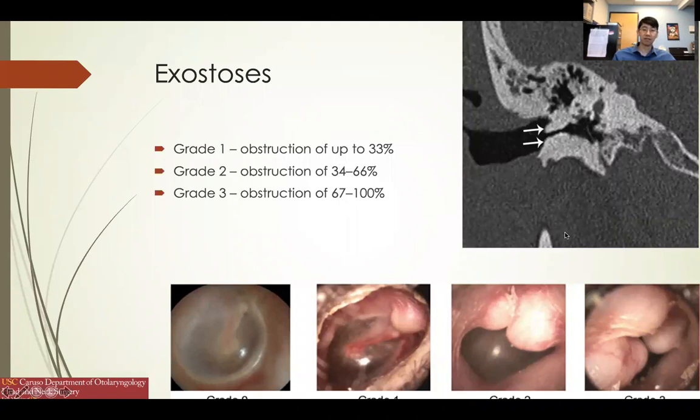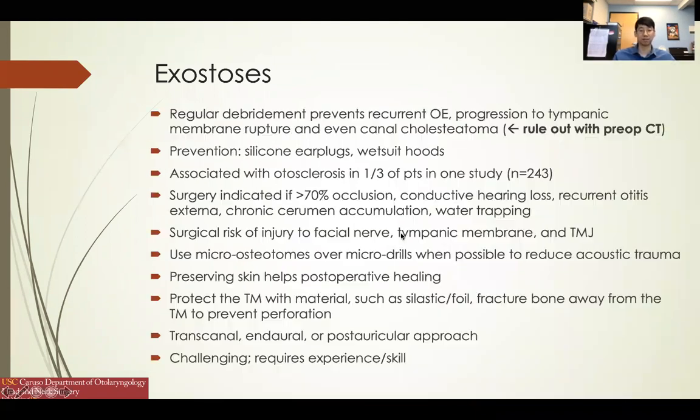So here's an example of an exostoses. There's a grading system. Normal, this is grade 1, which is up to 1/3 blockage. Grade 2 is up to 2/3 blockage, and grade 3 is up to 3/3, or up to 100% blockage. And you can treat exostoses conservatively to start with regular debridements to prevent recurrent acute otitis externas, water trapping, and prevent any perforations or development of canal cholesteatomas by doing the debridements.